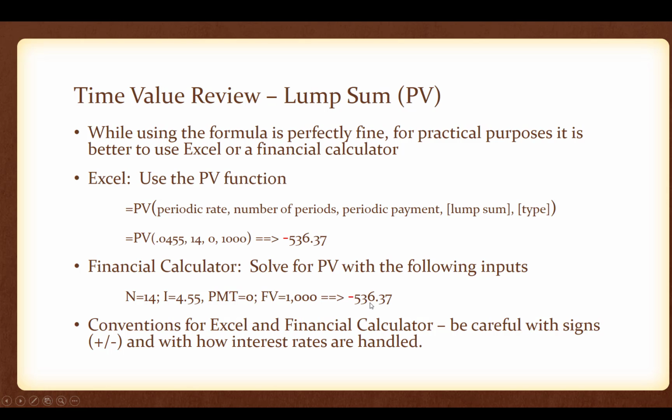So for instance, this negative 536.37, the way we'd interpret that is that we would need to pay that amount today, $536.37, in order to receive that $1,000 lump sum 14 periods from now. And if we did that, we would be earning, in fact, 4.55%.